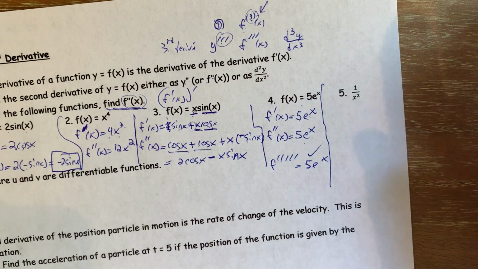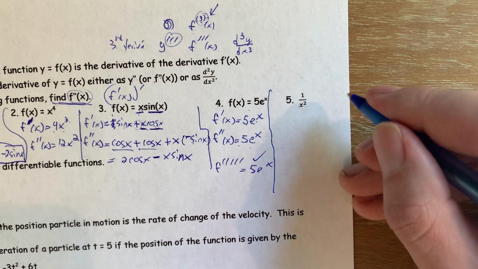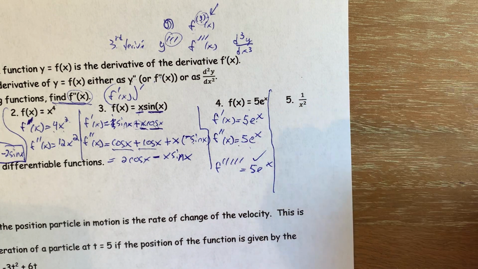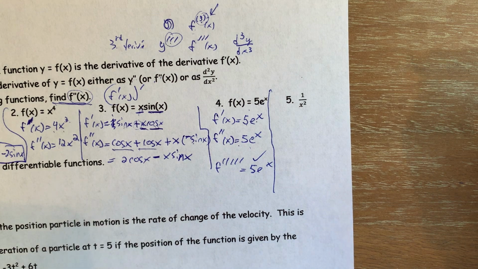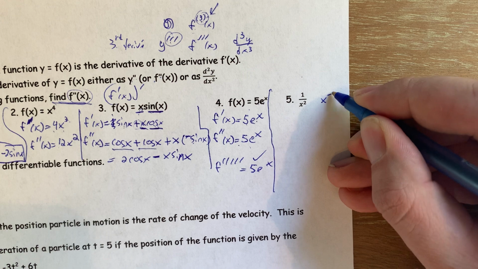Okay. How about this last one? What is the second derivative here? Well, we want to rewrite this. We could do it using quotient rule, guys. I sure hope you didn't do this using quotient rule. It's so much easier if you just rewrite it as a power.